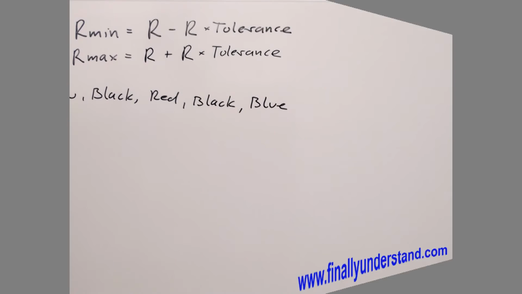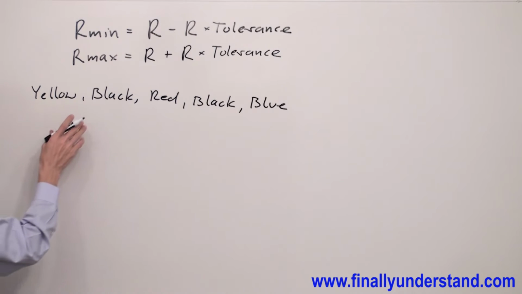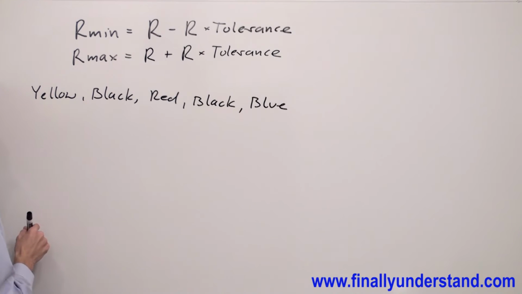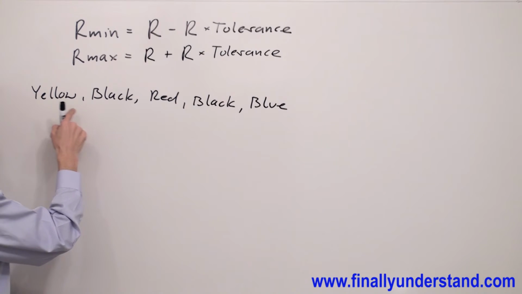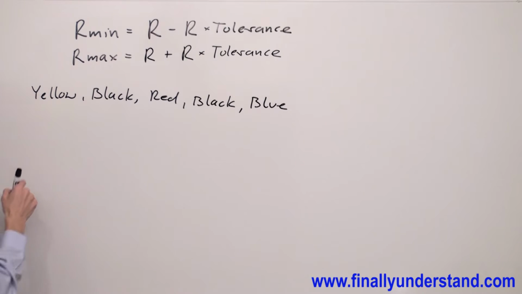Let's take a look at this example. Again, we're supposed to find R minimum and R maximum of this resistance. First, we have to find the nominal value of this resistor.